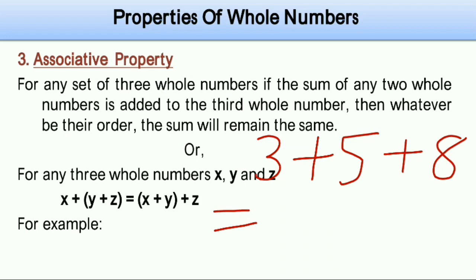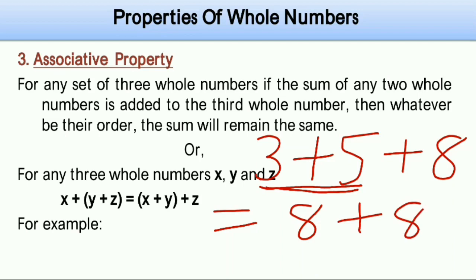At first we add any two numbers, and then the third number we add to the sum of those two numbers. So let me take these two numbers. At first we'll add these two numbers, then we'll get 8, and then we'll add the third number to the sum, so we'll get 16.